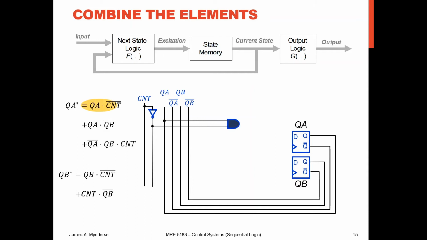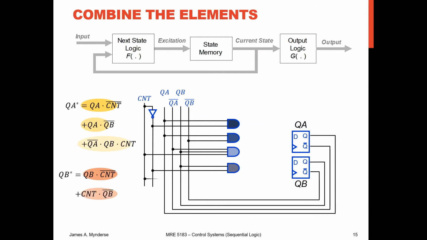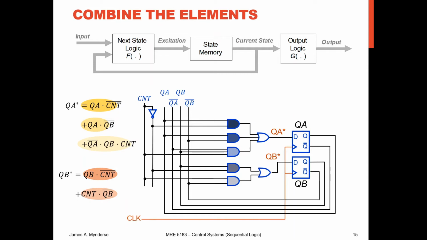And now we can start building up our logic for our next state here. So QA star is going to be based on QA and not count. It's going to have QA and not QB. It's going to have not QA and QB and count. QB star is going to be QB and not count and not QB. And then we're going to OR those together to get QA star and QB star, and those feed into our memory elements, so we're going to hold those values. And then we also have our clock. Remember, all this has got to be synchronous, so we're going to have a clock signal going there. And then those two things coming off of there are the QA and QB. That is what I'm talking about in terms of trivial.